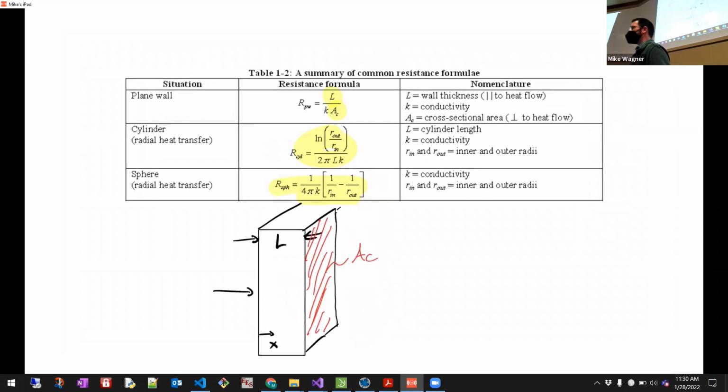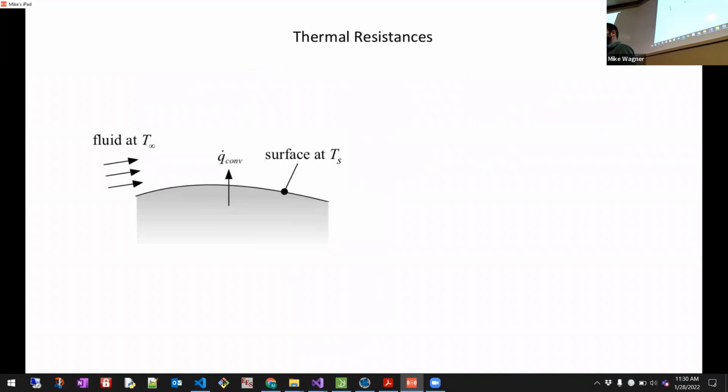So these are the resistance formulas you're going to use for conduction. Like I said, though, there's ways to compare different resistance formulas for different phenomena. Okay, so thermal resistance for convection. Convection is what you see here. So you have some fluid moving over a wall. You have heat convecting from the surface up, right? And this is our surface, at some temperature.